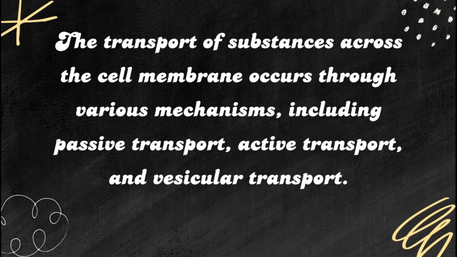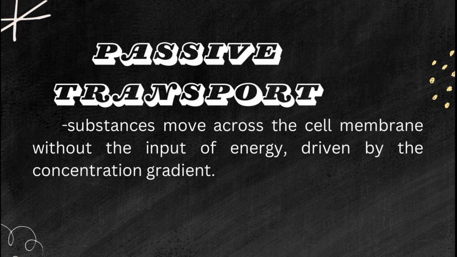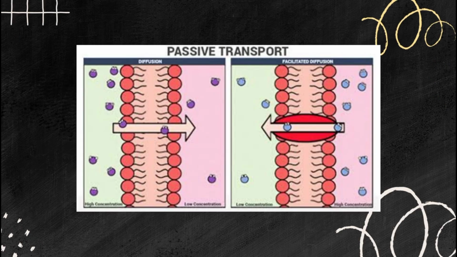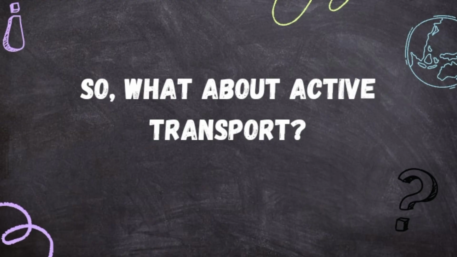and vesicular transport. In passive transport, substances move across the cell membrane without the input of energy, driven by the concentration gradient. This includes simple diffusion, facilitated diffusion, and osmosis, which are essential for the movement of small molecules and water into and out of the cell. So what about active transport?